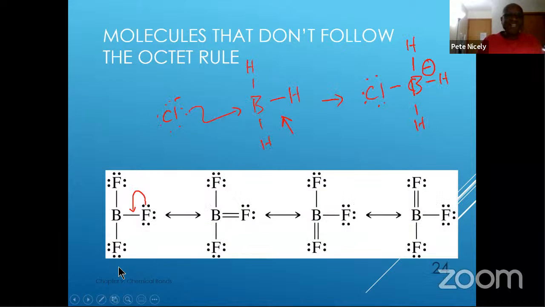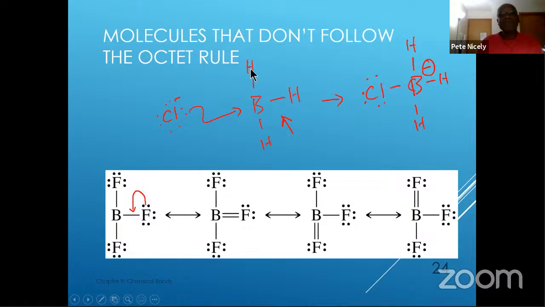Another example is this molecule right here, boron trifluoride. This boron is bonded to 3 fluorine atoms, and therefore this boron has 2, 4, 6 electrons on its outer shell, and therefore, again, the boron does not obey the octet rule. Now, in the case of this molecule, this pair of electrons can be shifted here to form a double bond, and therefore the boron can have 8 electrons.